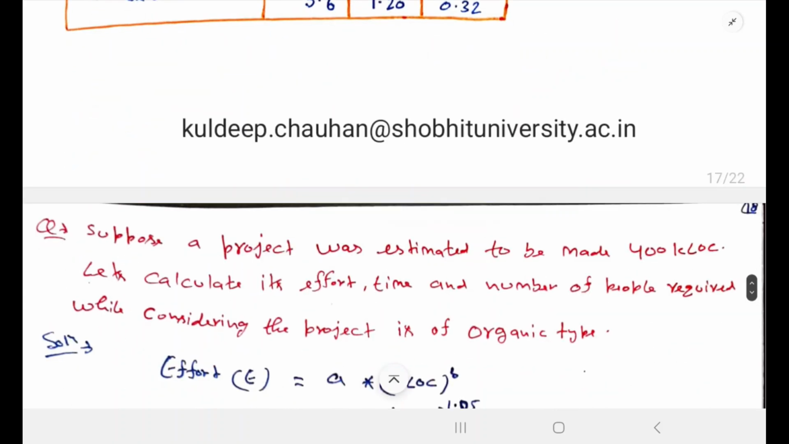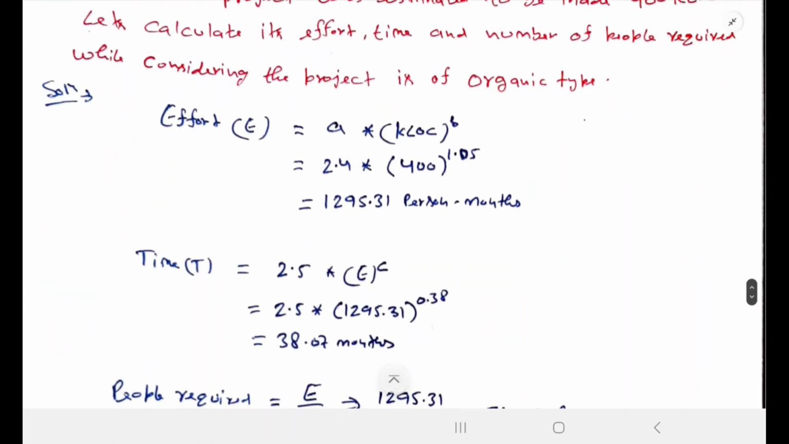So let's solve the example. For E, we have formula A into KLOC to the power B. For organic type, we have the value of A is 2.4. We put the value KLOC from the question, that is 400, and the value of B is 1.05. And when we calculate these, we get 1295.31 person months. This is the total effort for the project.